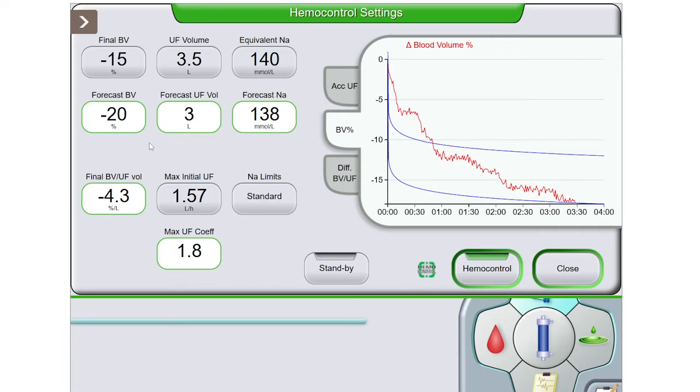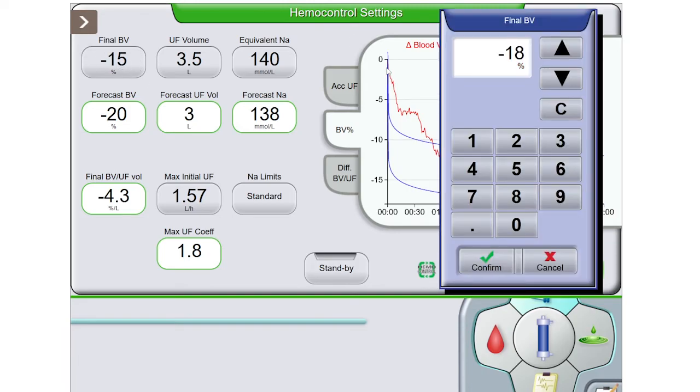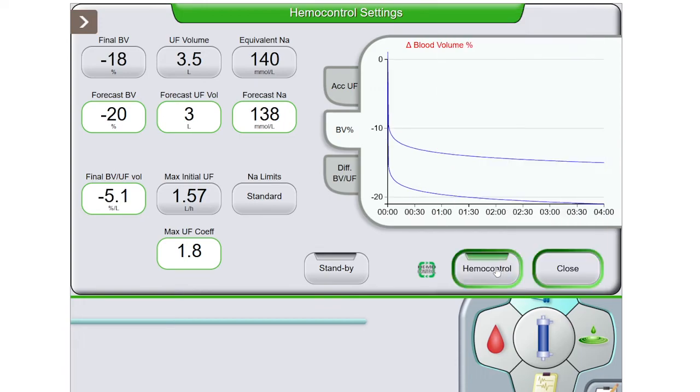I would certainly encourage you to look at real life scenarios. This is really just to dip your toes and get a general idea as to what HemoControl actually does. So that being said, I'm going to click on final blood volume, and again, it's going to suggest a lowering of 3 points to minus 18. So we're going to do that.